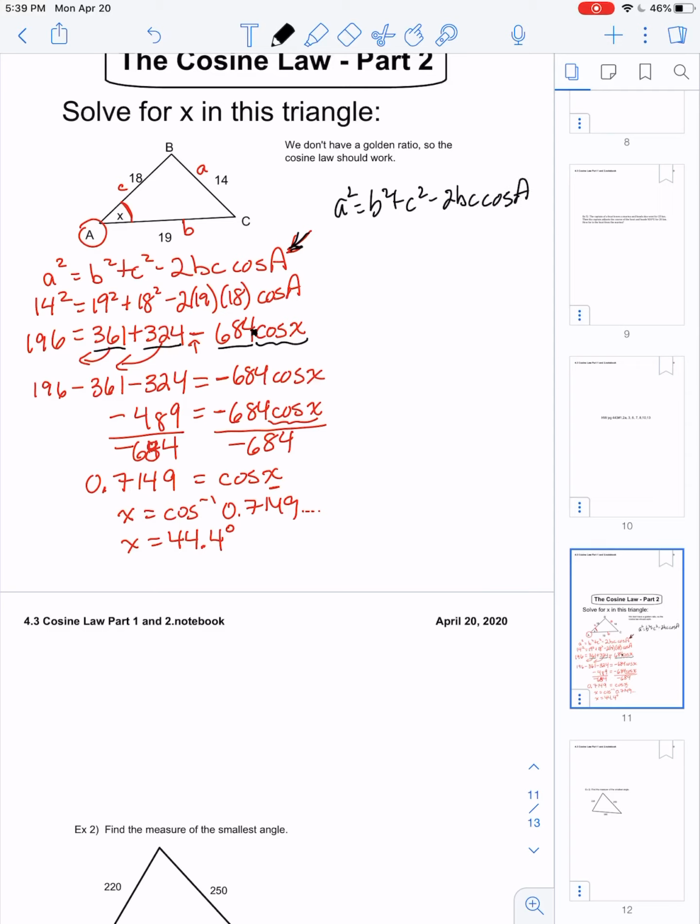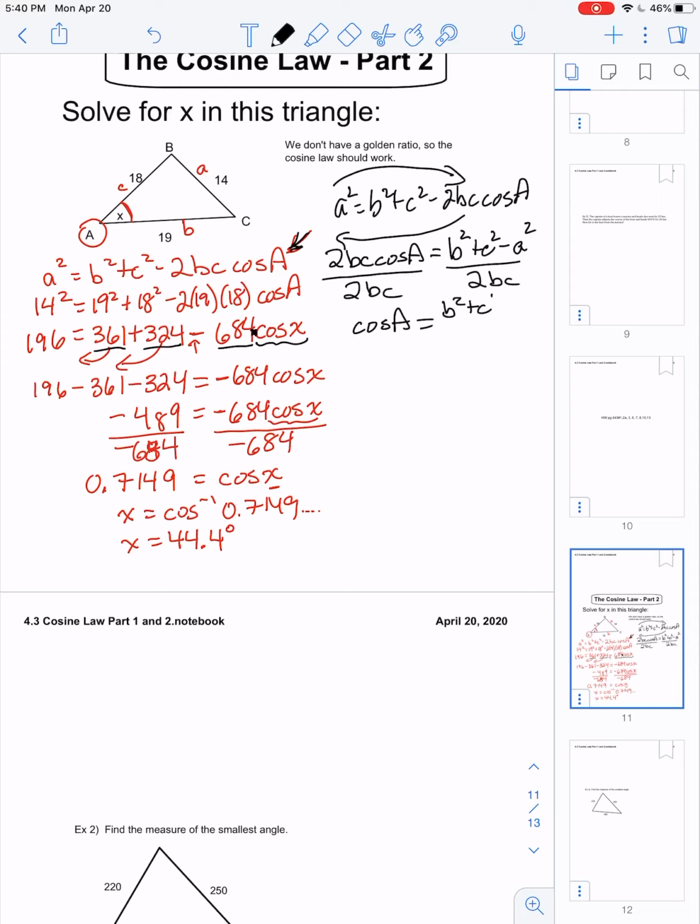Now what I'm going to do is bring this over here and put that over there. So this is going to become the 2bc, that's going to become positive on the left hand side. And then we have b squared plus c squared minus a squared on the right hand side. To get the cos of a by itself, I need to divide by 2bc. So cos of a equals b squared plus c squared minus a squared over 2bc. And that's the other version.